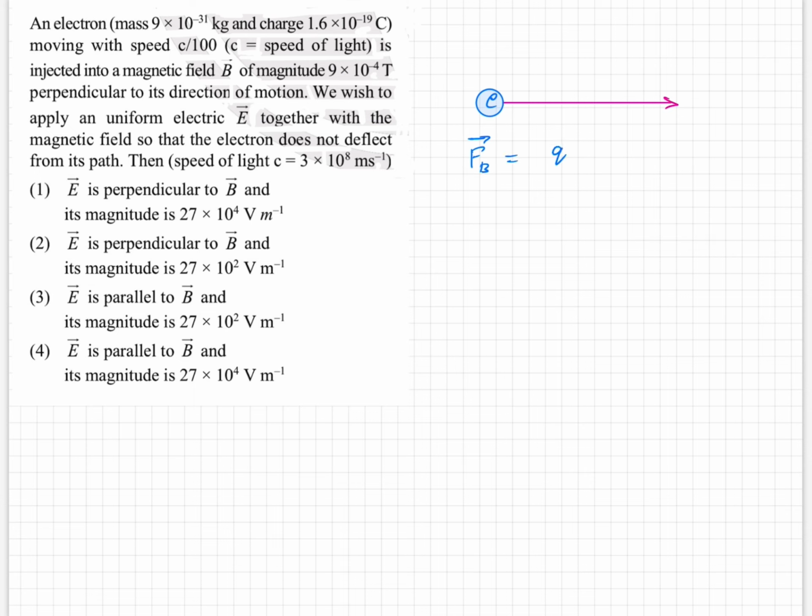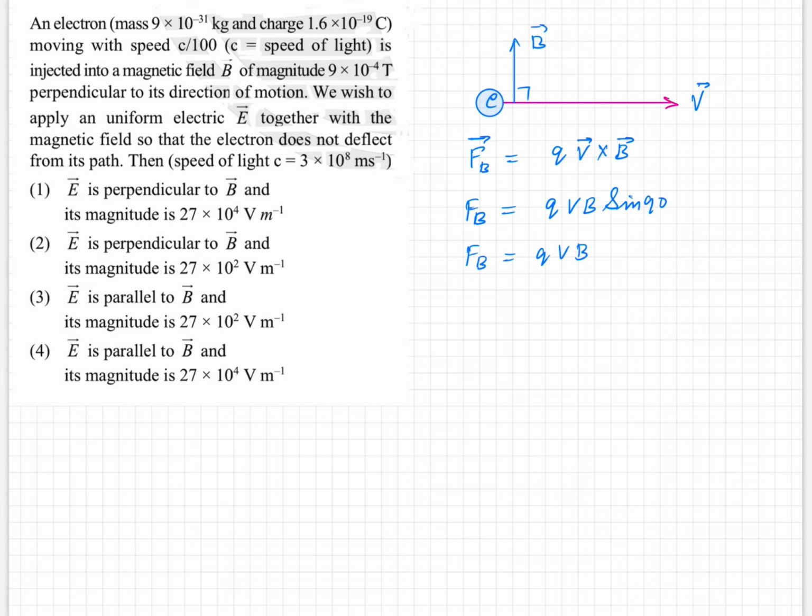is equal to q v cross B. Now, since the magnetic field and velocity vector are at 90 degrees to each other, this is given in the question, that the magnetic field is perpendicular to the velocity vector. So if you see the magnitude of the magnetic force, this will be equal to q v B sine 90. Sine 90 is equal to 1. So this F_B will become q v B.